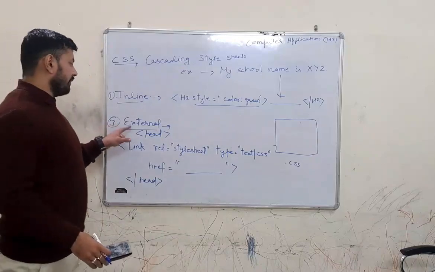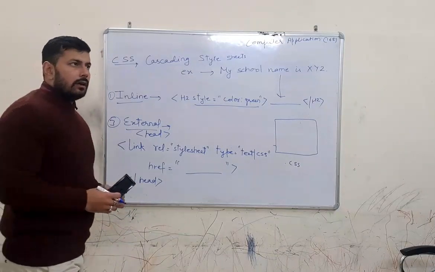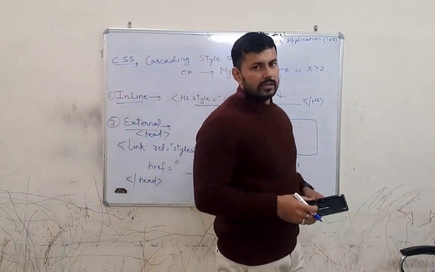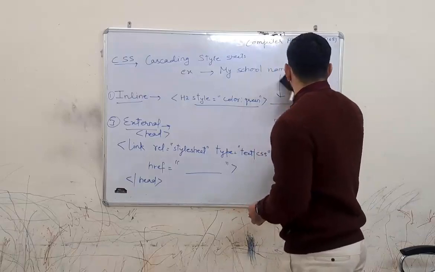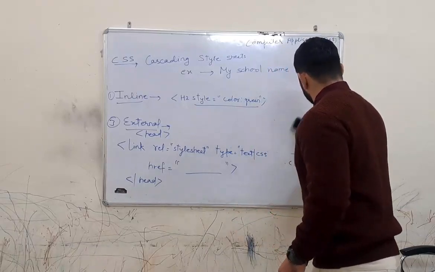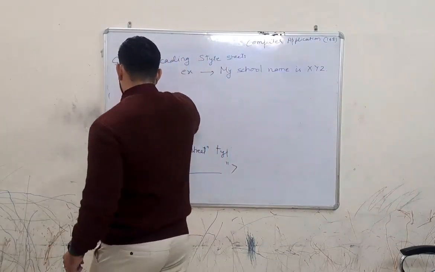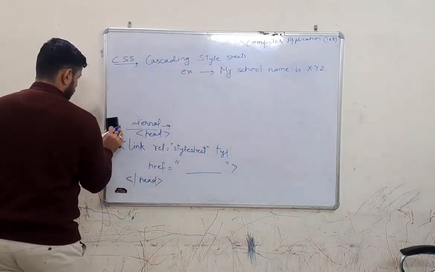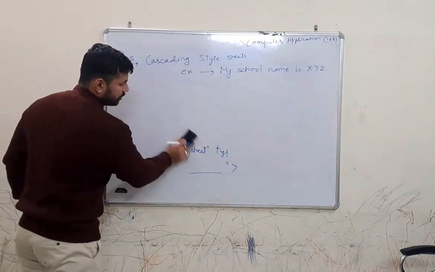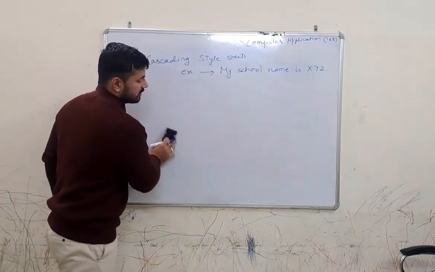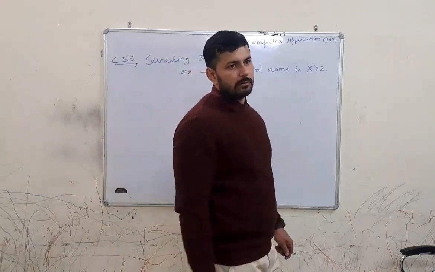So this is the type of external CSS. As I already explained all the types, and how you can remember all these types of CSS: inline, internal and external. So these are the three different ways, or three different types of CSS, by which you can add CSS to your web page, to your HTML program.